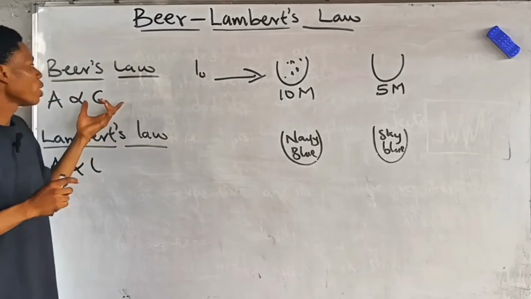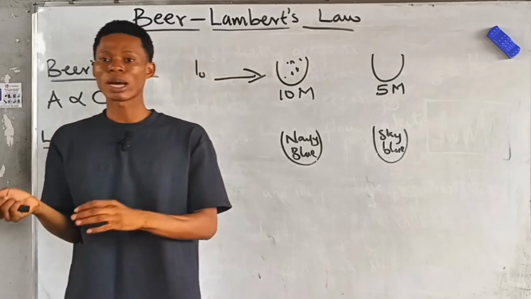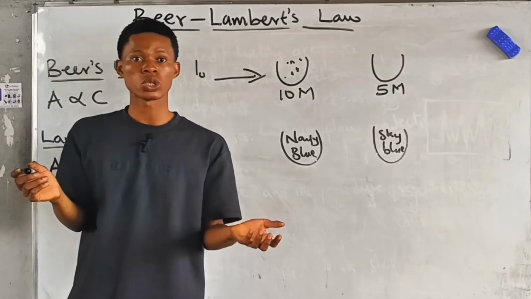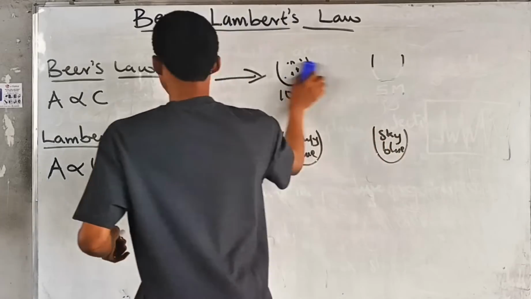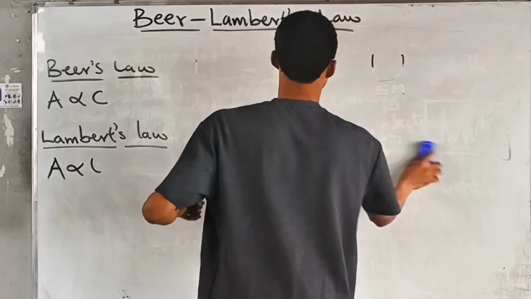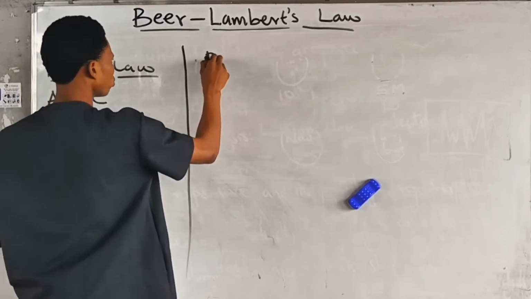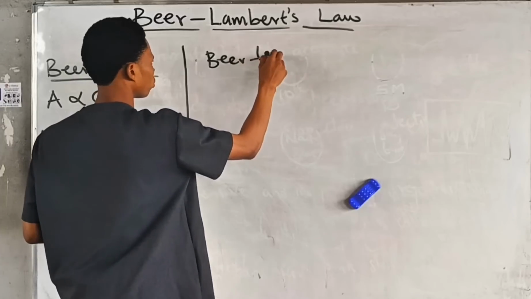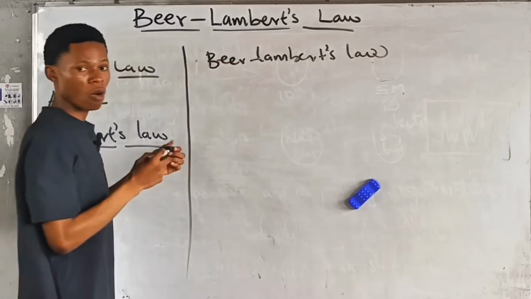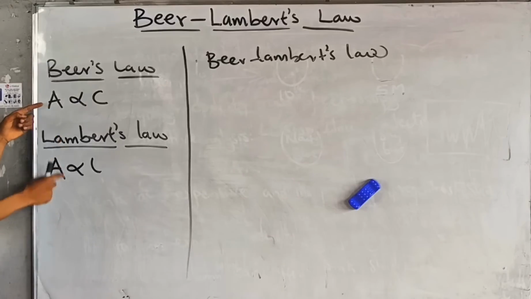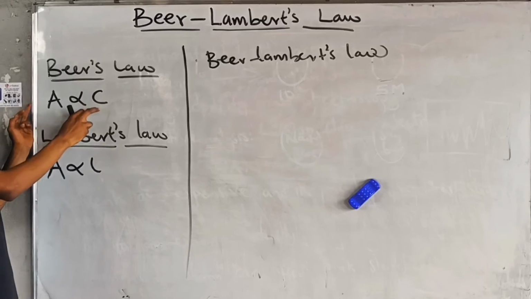Do we get that? So Beer's law is talking about absorbance being directly proportional to concentration, right? Lambert's law is talking about absorbance being directly proportional to the what? Path length or thickness. Now, if you combine these two laws together, you have your Beer-Lambert's law. And Beer-Lambert's law states that if you are combining these two, you agree that both of them are talking about absorbance, right? But this one is talking about the concentration.